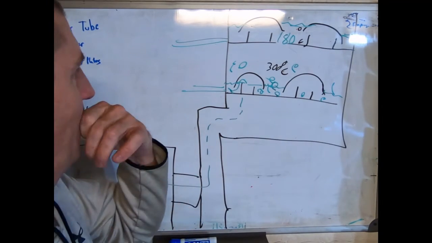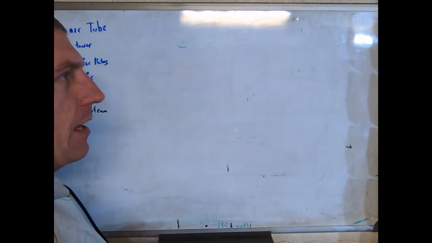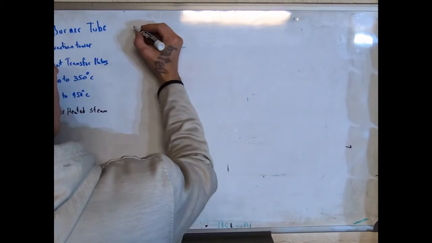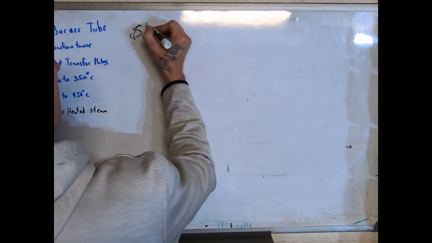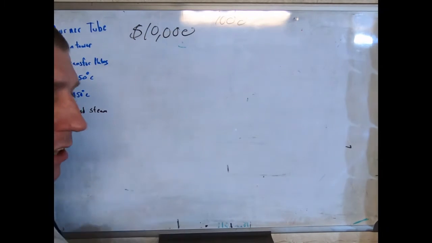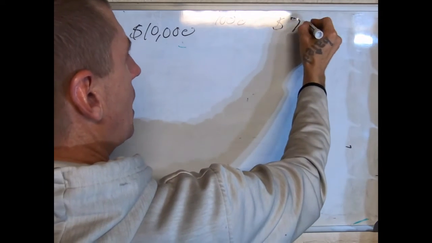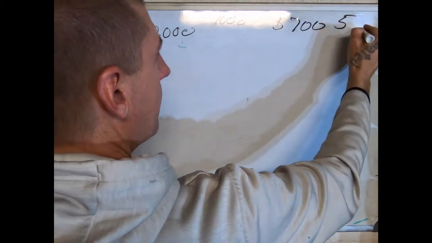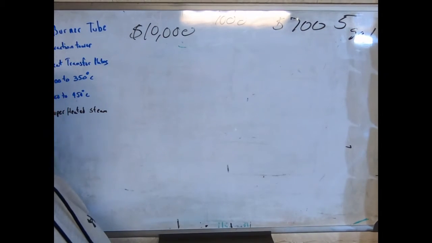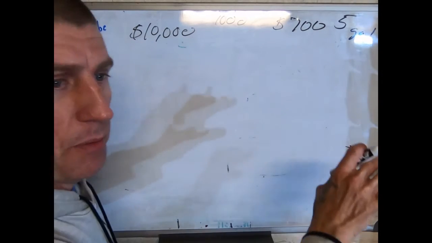Okay, the next idea was the heat transfer fluid. I totally hate this idea. First of all, it's about $10,000 for 1,000 liters, or some of the prices I saw. I also saw $700 for 5 gallons of this stuff. We probably need 1,000 gallons easy. So that's a terrible idea.